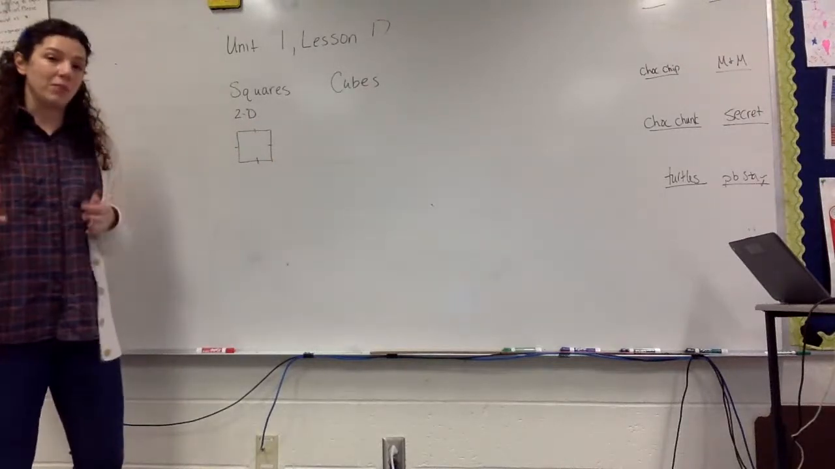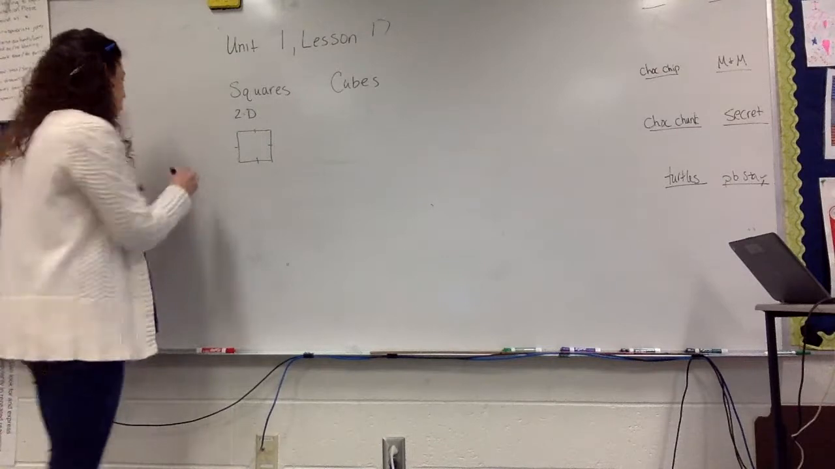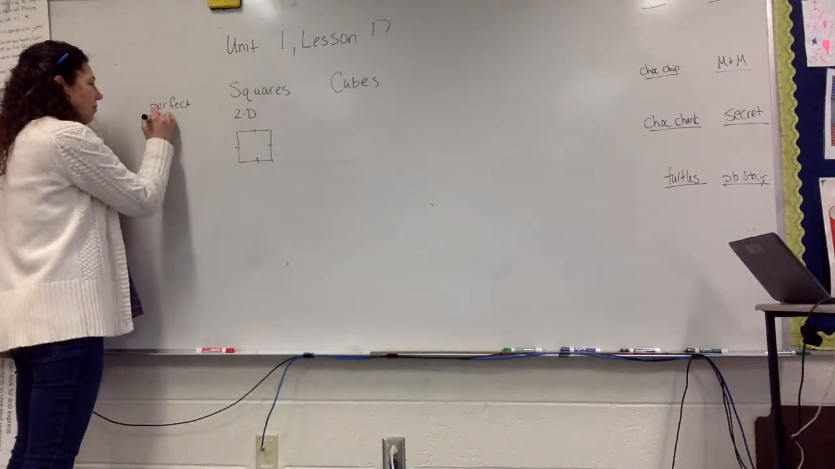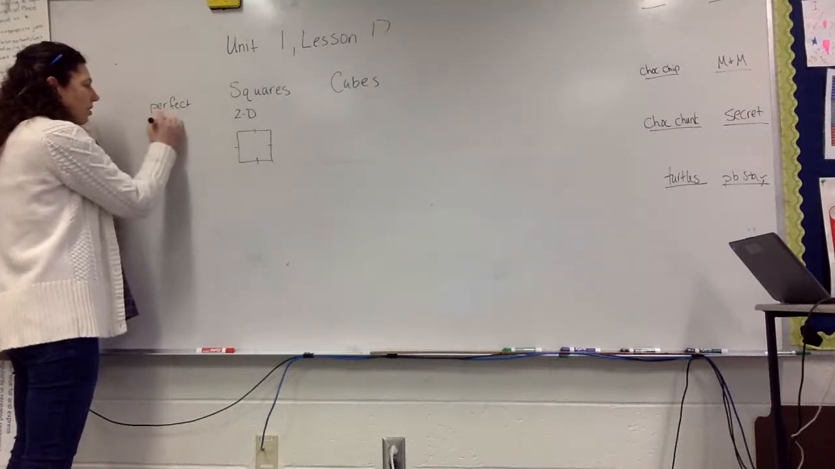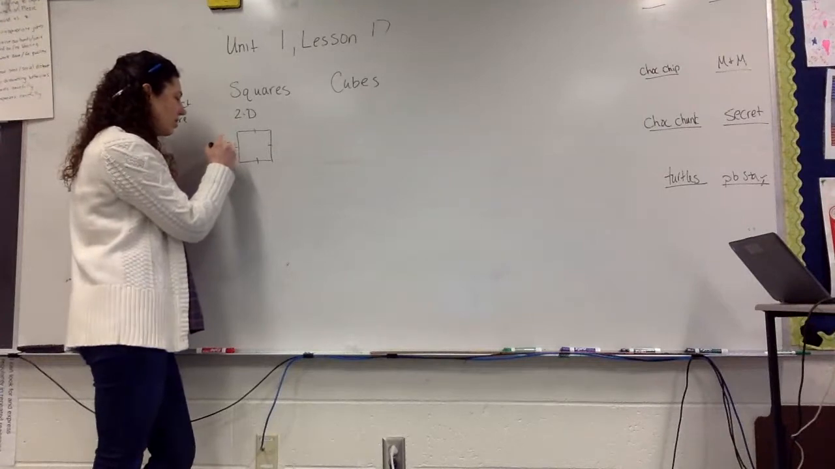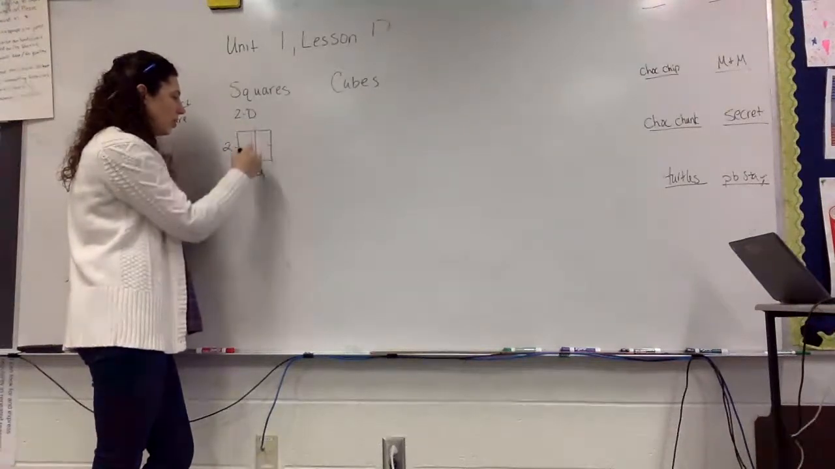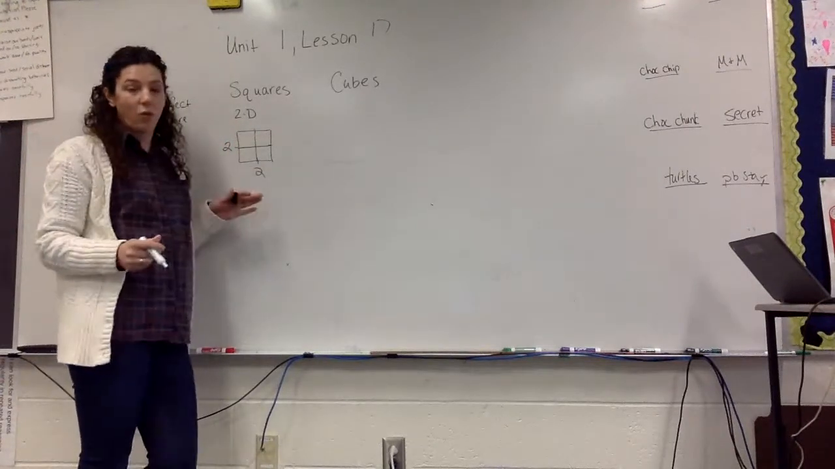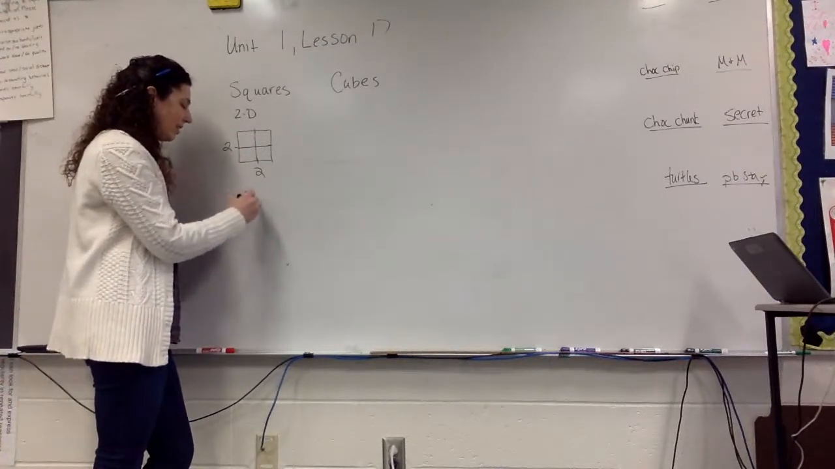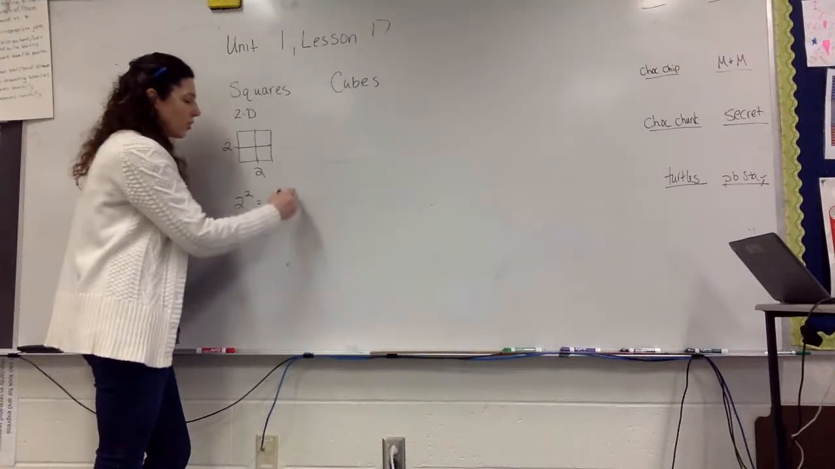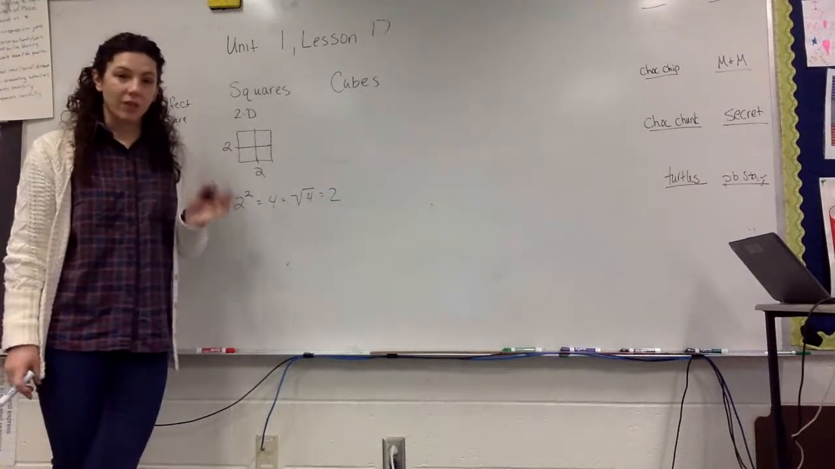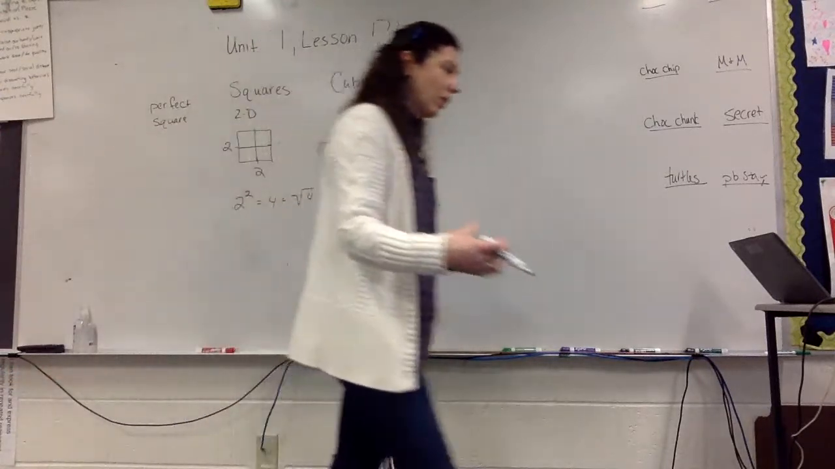So some numbers are perfect squares, right? Meaning that we can make a perfect square out of them. So 2, for example, if you have a square that is 2 by 2, it has 4. So 4 is considered to be a perfect square. 2 squared equals 4. The square root of 4 equals 2. Okay, so we've got perfect squares in that.